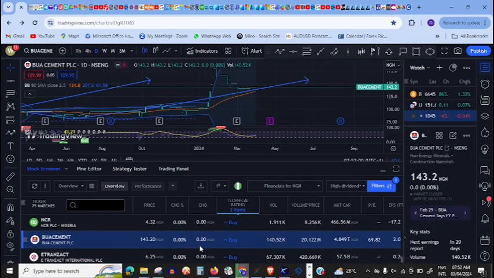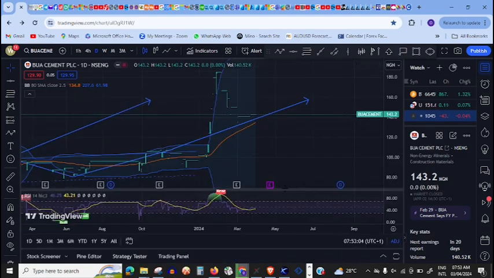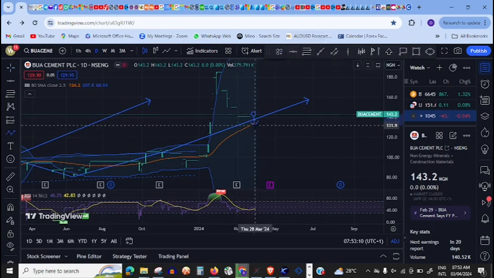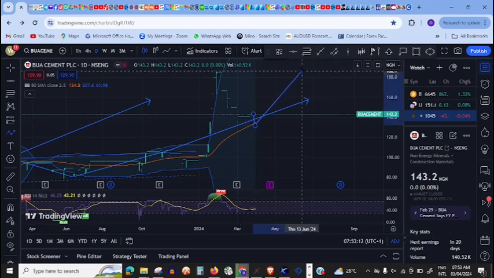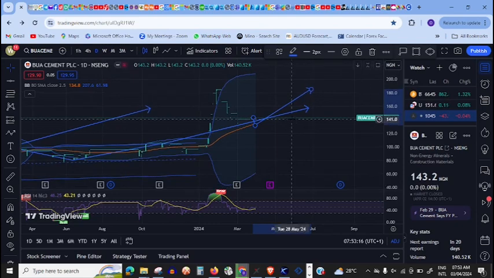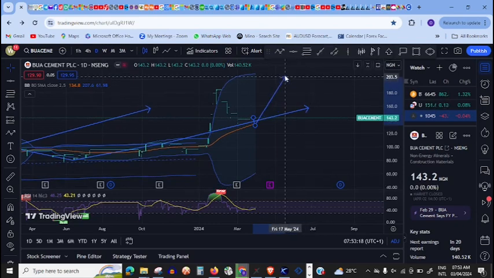Okay, Bois Cement at a very good level for entry. 143 naira. So I get something at this place. Where is the top of the band? So you can expect something like this to happen. That's 208.